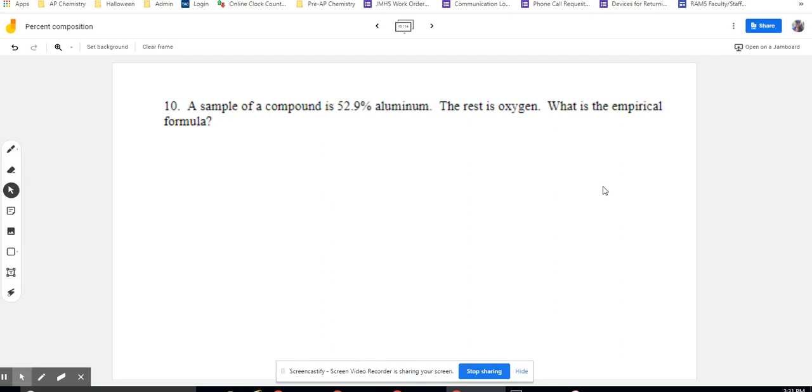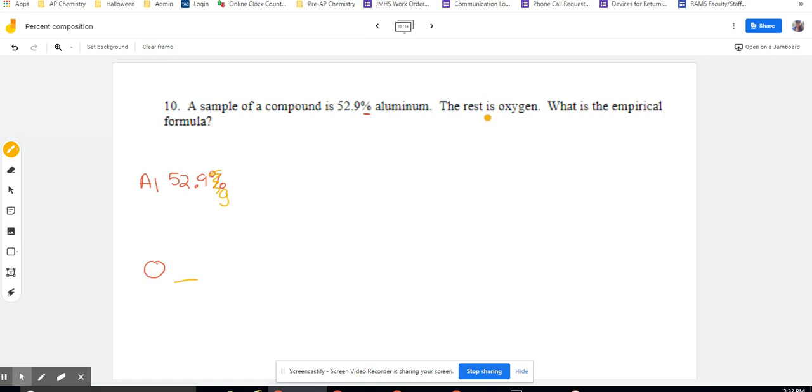Okay, so for this one, we have a sample of a compound that is 52.9% aluminum and the rest is oxygen. So we only have two elements in this one, aluminum and oxygen. We are starting from a percent, so we're going to have to do that fancy step where we start with the 52.9%, scribble out the percent, and replace it with a G for grams.